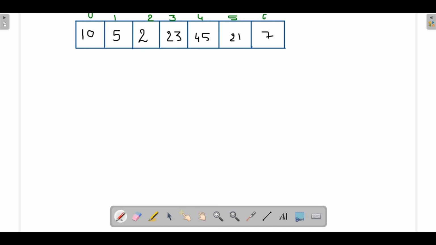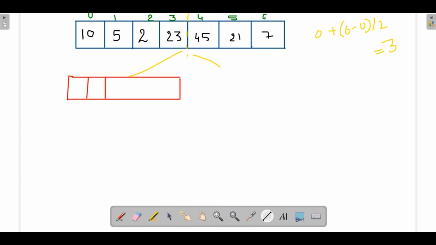So now calculate the mid. Mid is 0 plus 6 minus 0 over 2. Mid is your 3. This is your mid. Sort this now. Two parts. First part. Don't go into the second part, because recursion works in this way only, as I am explaining.